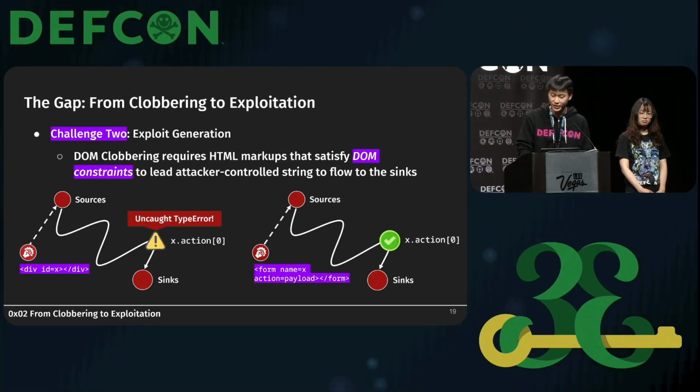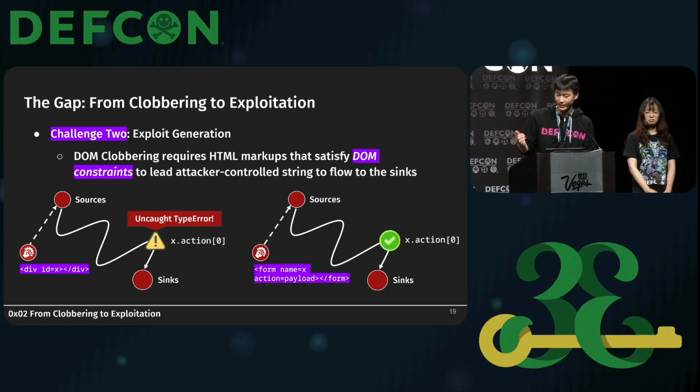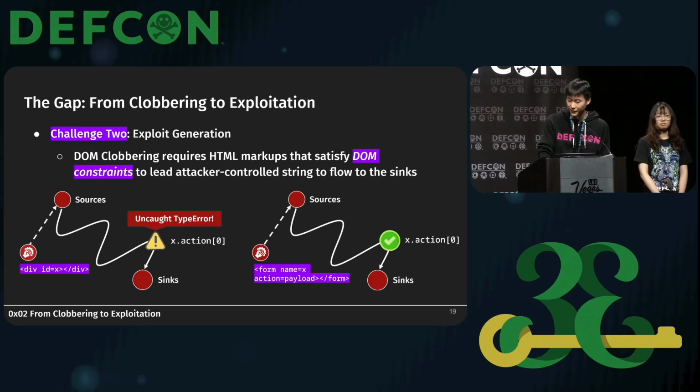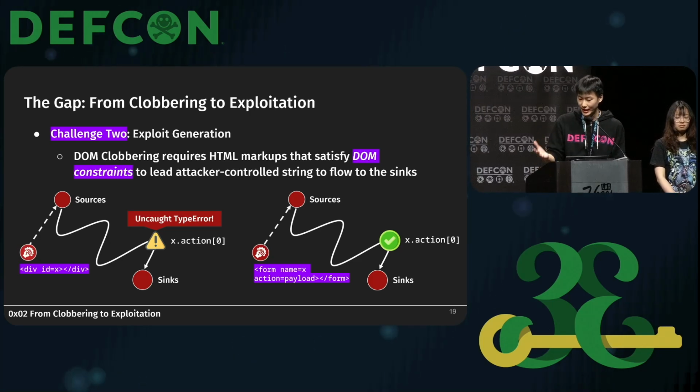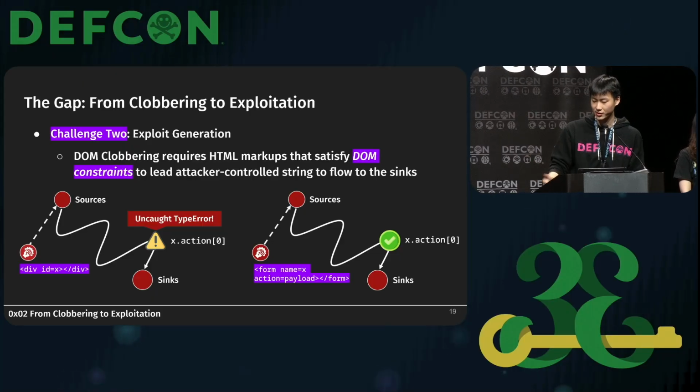The second challenge is exploit generation. In DOM clobbering, the payload is no longer a string, which is usually the case, but a DOM element. That element needs to be compatible with the JavaScript operations in the gadgets and carry the attacker-controlled values to the sensitive sinks. If the element itself is malformed or incompatible with the gadgets, it may break the code and just fail to propagate the payload.